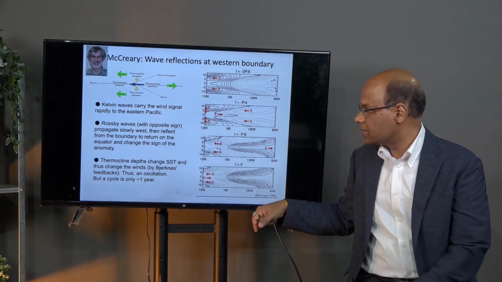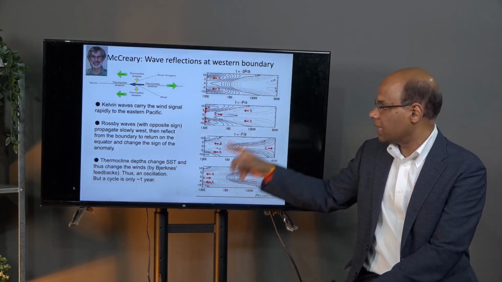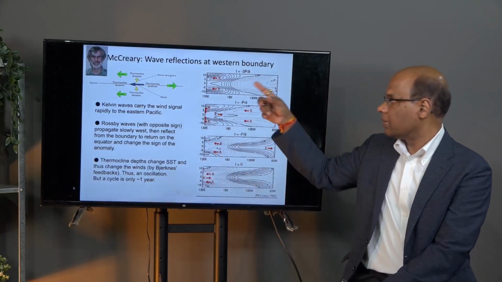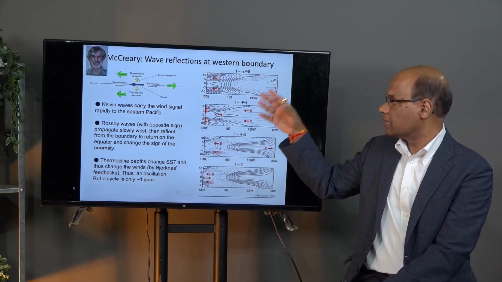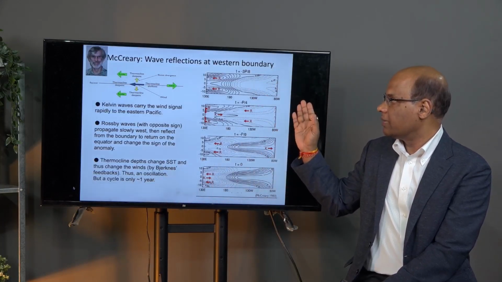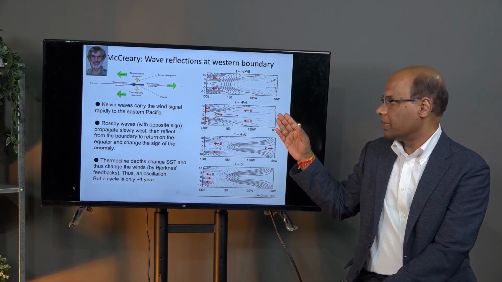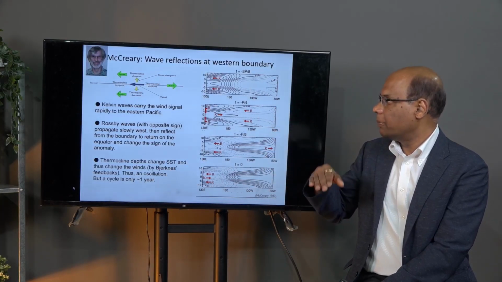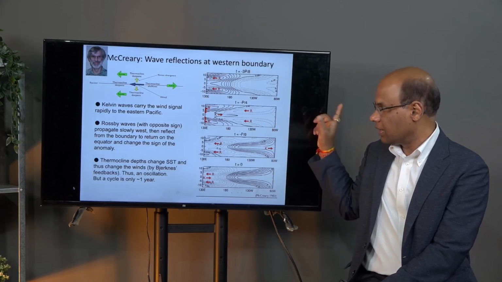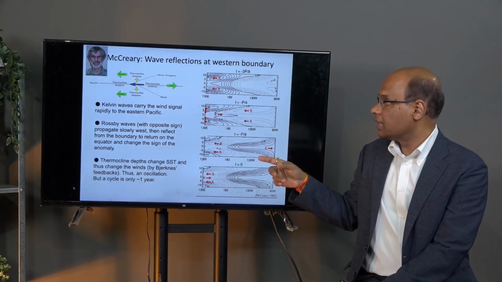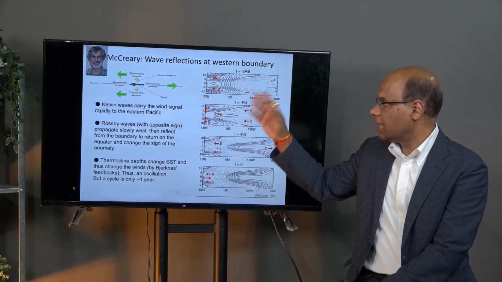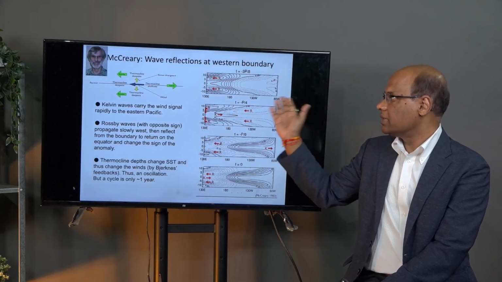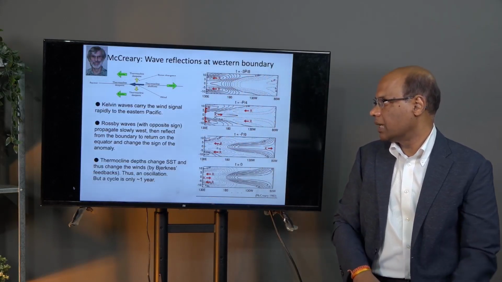But the only issue is that these waves take about 1 year to cross east-west. So we should have El Nino and La Nina every 1 year, and that doesn't happen. We don't have regularity in the El Nino, La Nina cycle. We have a periodicity, but not periodic El Nino and La Nina. So that aperiodicity cannot be explained by this theory. Nevertheless, it explains how the phenomenon happens through the wave dynamics.